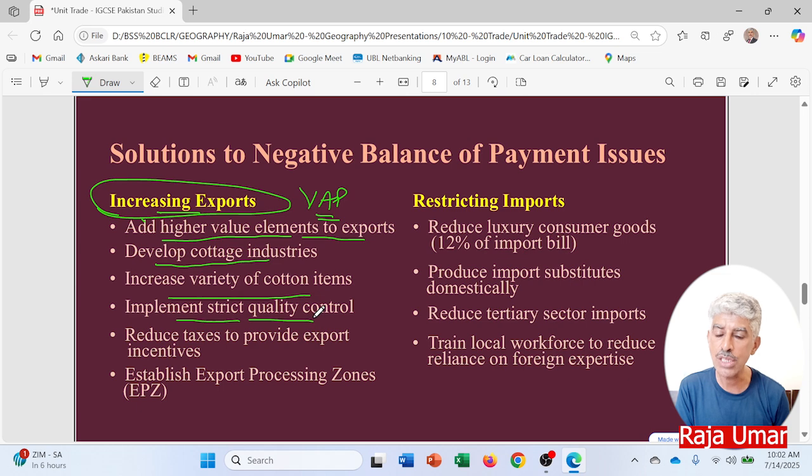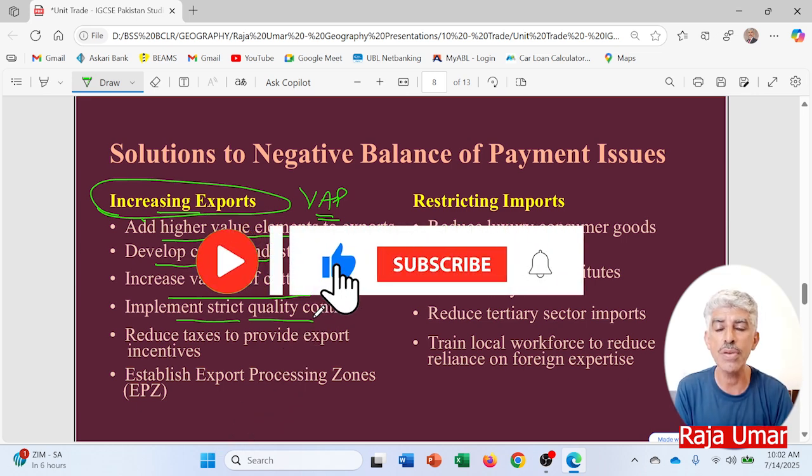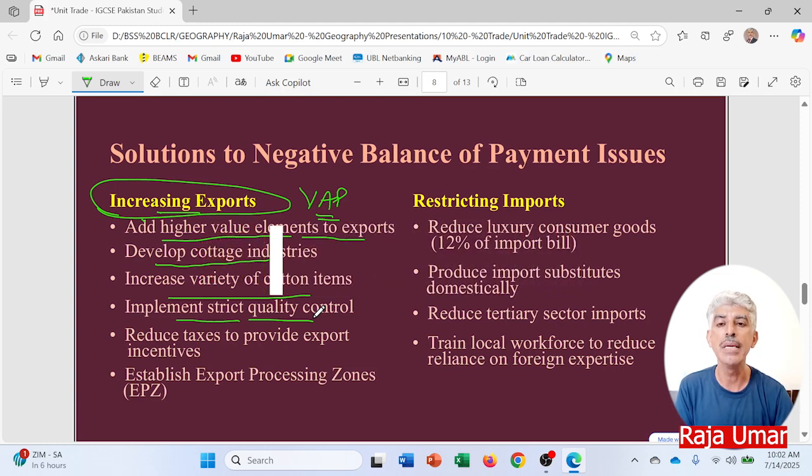So implement strict quality controls. As we have seen, because of the poor quality, Pakistani products are thrown away and they are not accepted by the international community, as they consider that Pakistani products are not as per the standards of WTO, or they are not as per ISO standards. So what is needed is that whatever products are being made in the industry, they should be following strict quality laws, and should be having stronger quality control like ISO certifications and the WTO standards.